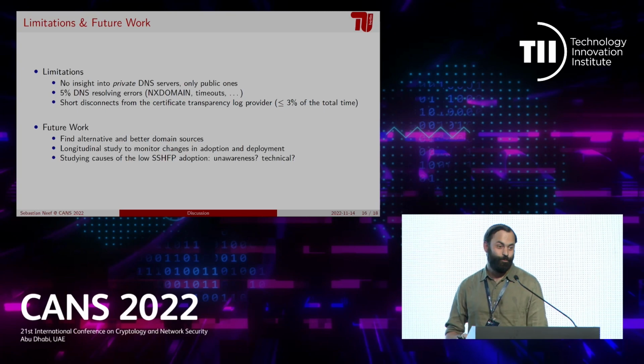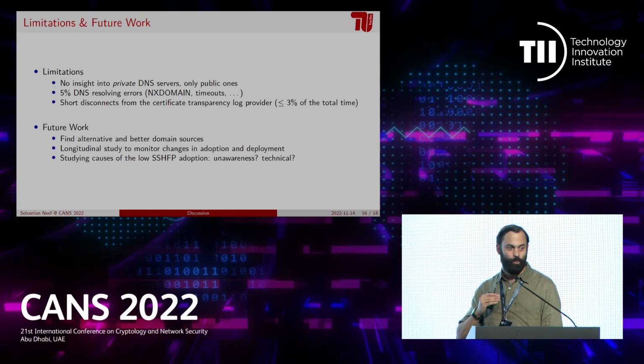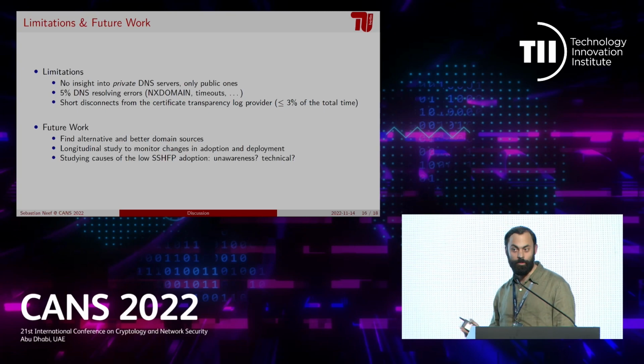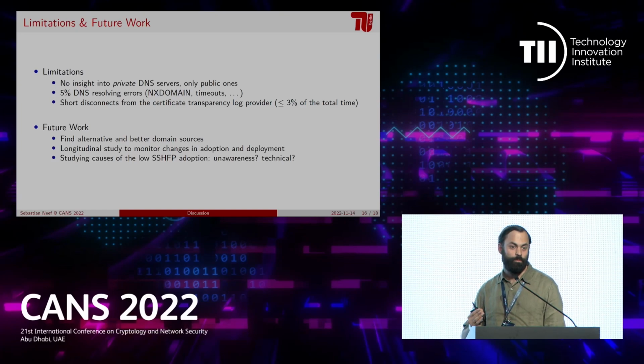Let's see. So for future work, one interesting point would be to find alternative and better domain sources. We had the Tranco 1 million list, which didn't return a lot of results. We tried to compensate for that using the certificate transparency log, but still, this is like an open-ended scan, and we might not find all domains that might be using SSHFP. Further, a longitudinal study to monitor changes in the deployment of SSHFP records would be nice, to do a scan once a day or once a week or once a month and then compare it over a longer amount of time.